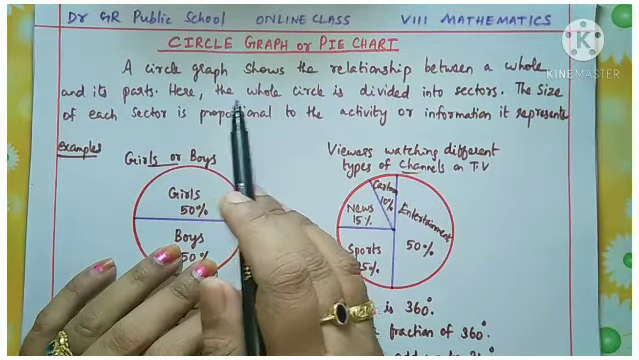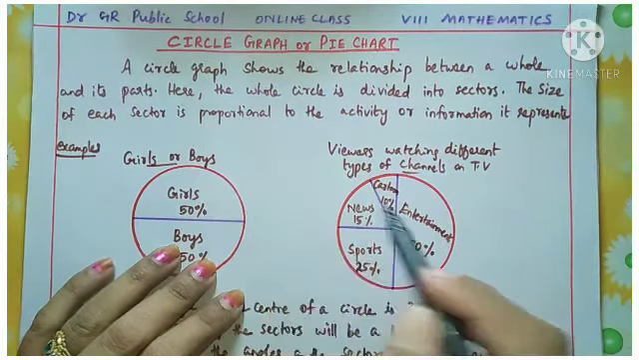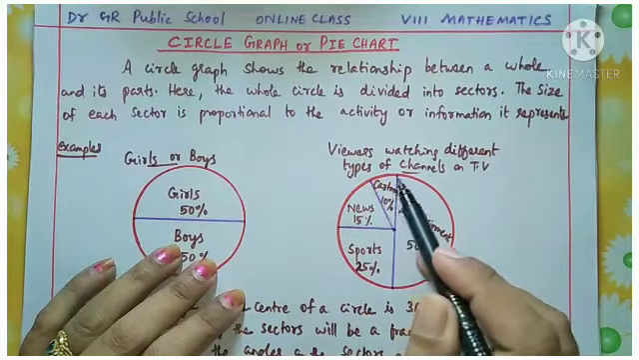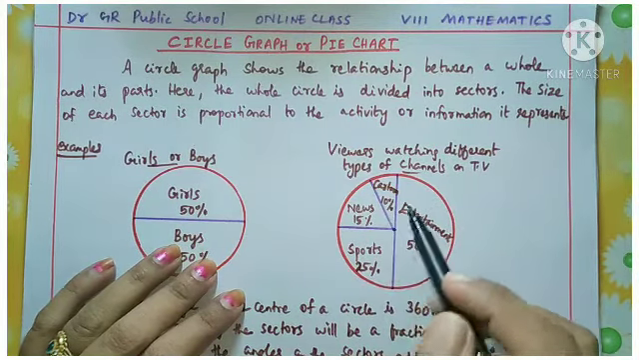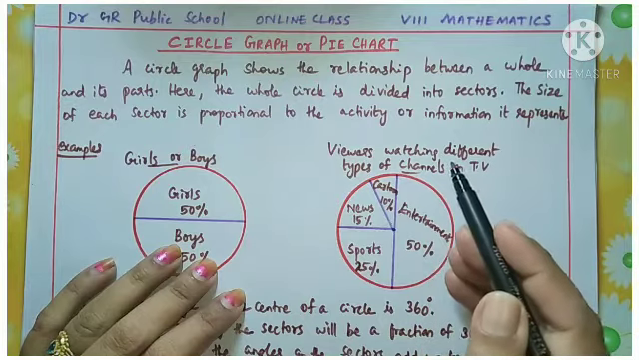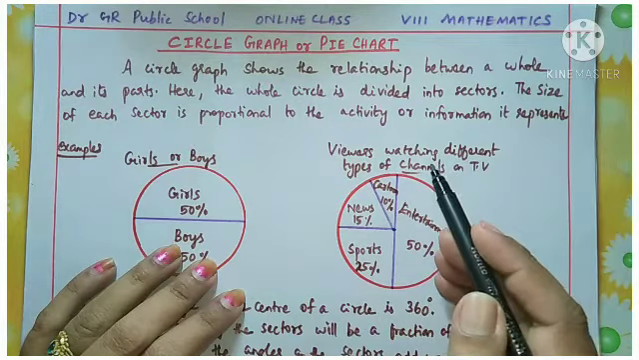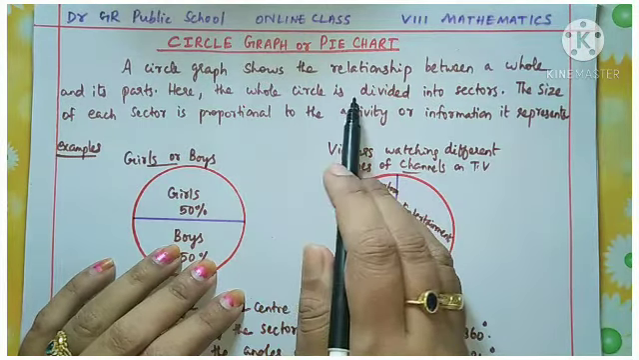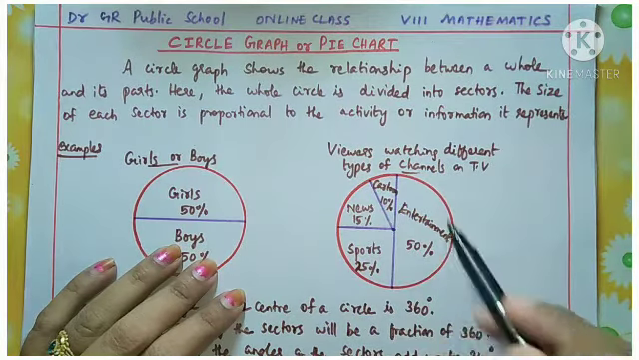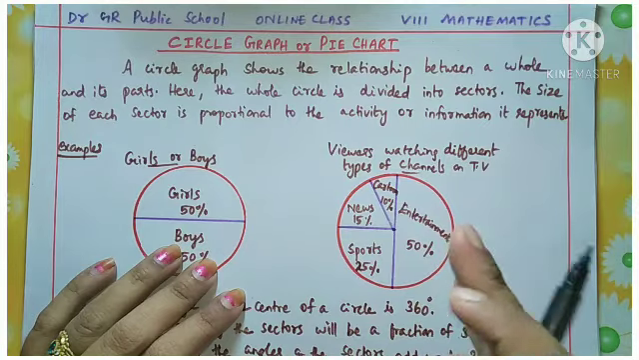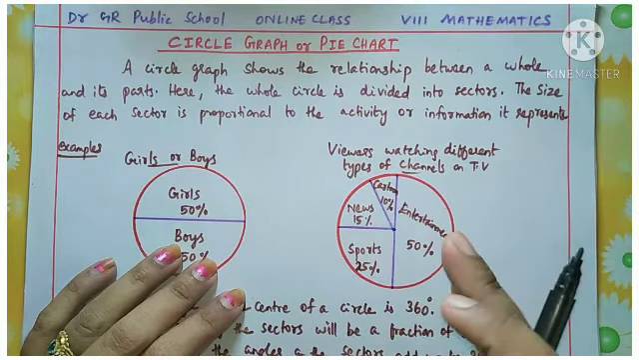A circle graph is always a whole. Whole means the whole circle. The whole circle is divided into parts, so that parts will give you the information about the data. So the whole circle is divided into sectors. A whole circle is considered and it is divided into parts called sectors.